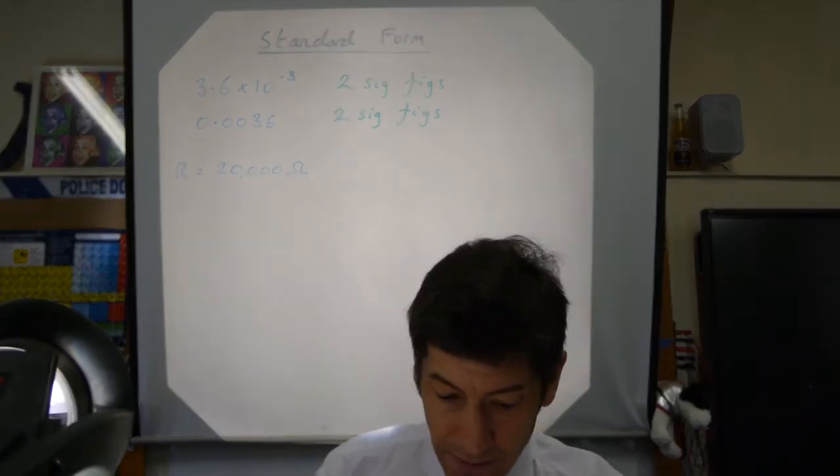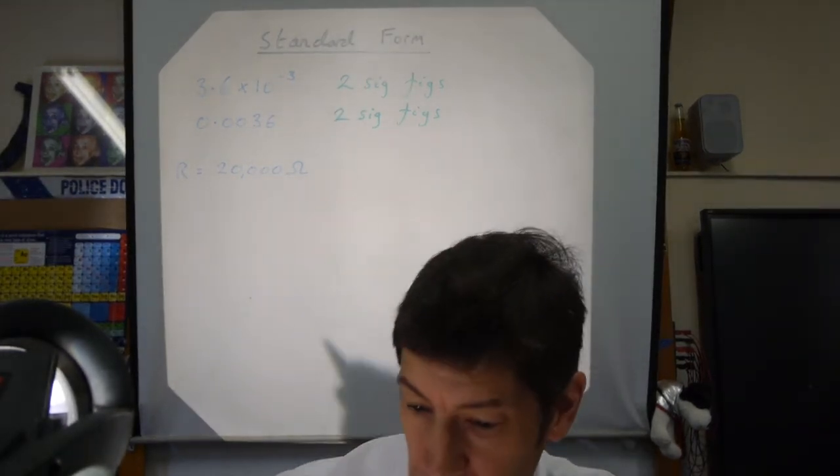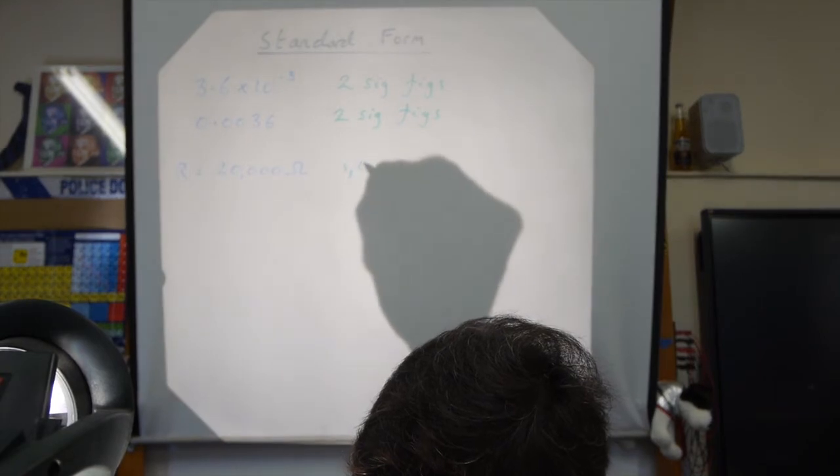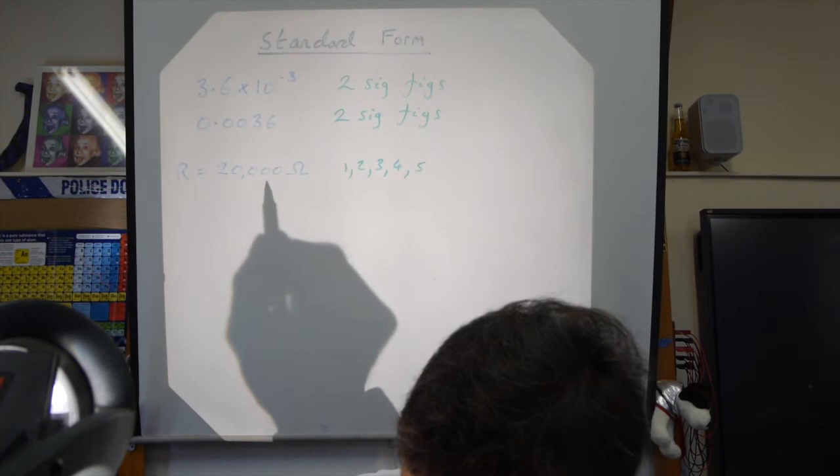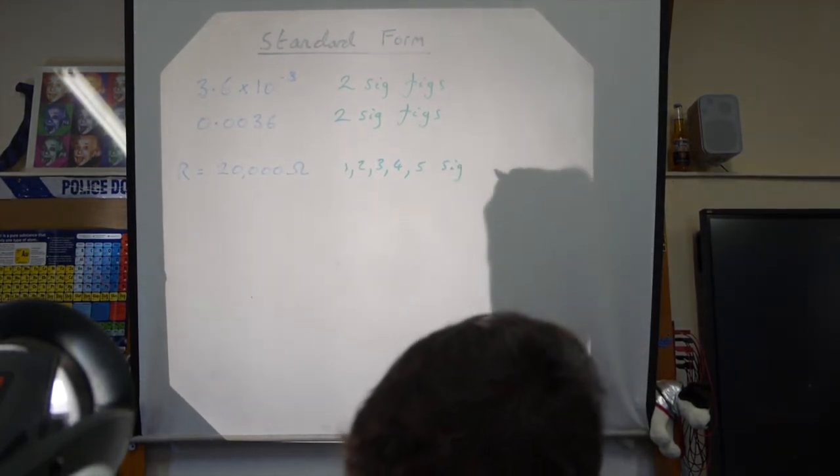So how many significant figures have we got here? Is it 1? Is it 2? Is it 3? Is it 4? Is it 5? 1, 2, 3, 4, 5. Sig figs.